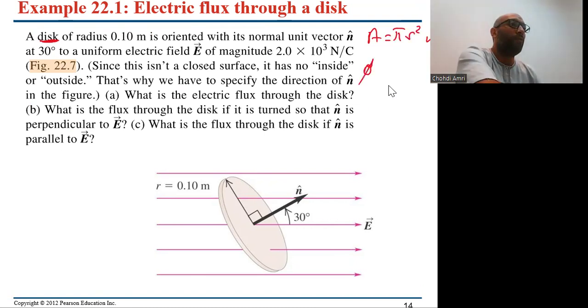In this case, what will be the flux? The flux is EA cosine theta. Good. What do you know about theta? Theta is the angle between the normal and the electric field. In our case, theta is 30 degrees.